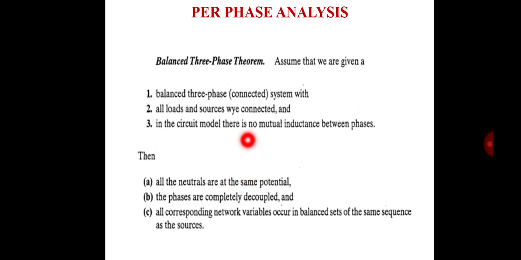The assumption is a balanced three-phase system, with all loads and sources connected in star manner. In the circuit model there is no mutual inductance between phases. At that time all the neutrals are at the same potential. The phases are completely decoupled and all corresponding network variables occur in balanced sets of the same sequence, negative sequence or positive sequence, as the sources.